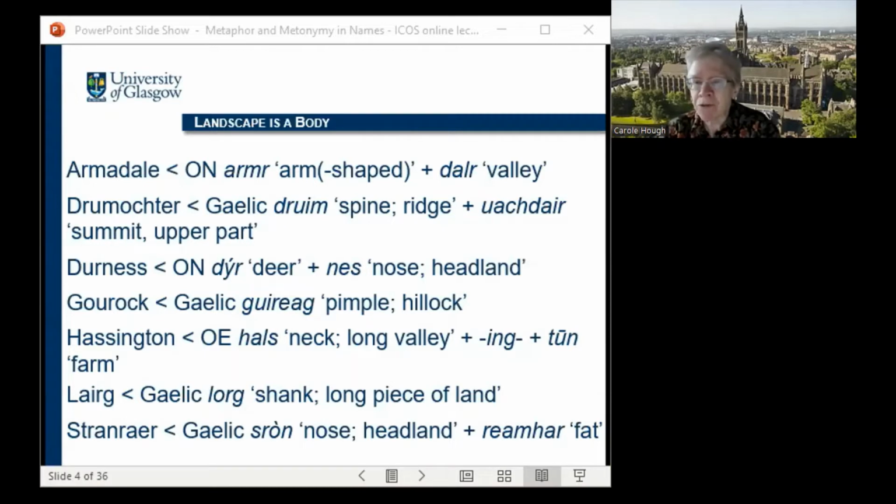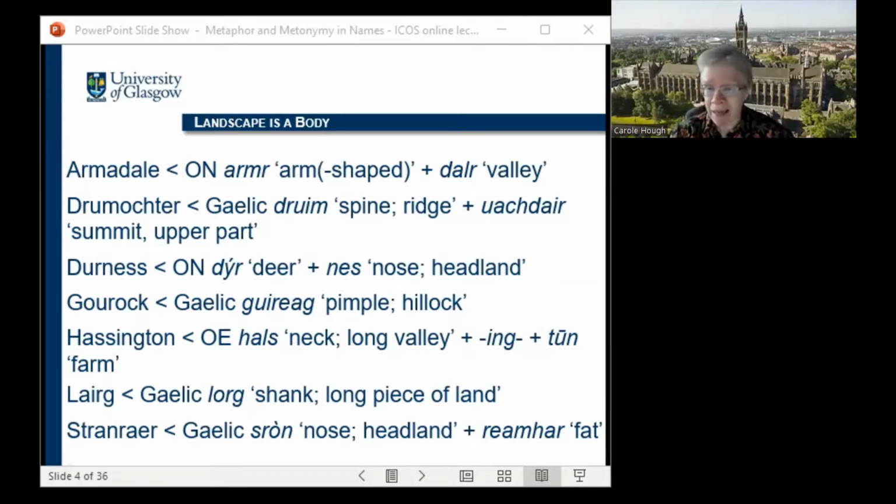Most of my examples will be from England and Scotland, because those are the countries whose toponymies I know best. But even within Scotland, we have place names from at least 6 major languages, and this metaphor is found in all of them. From Old Norse, we have Armadale, referring to a long or arm-shaped valley. Dramochta shows us a Gaelic word for the spine, used of a ridge, while Durness uses an Old Norse word for the nose to refer to a headland, something that juts out, like the nose jutting out from the face.